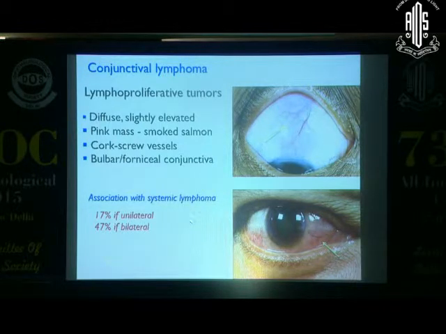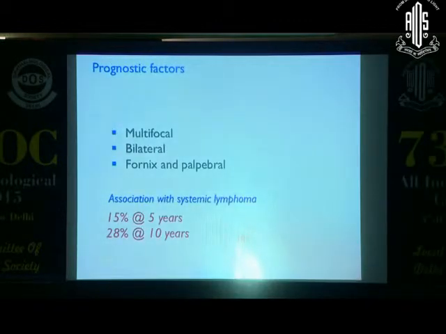Now, the most important thing that I want to stress here is the association with systemic lymphoma. There is a 17% association if it is unilateral and 47% if it's bilateral. That is huge. The prognostic factors that tell you whether the patient would develop a systemic lymphoma are whether it's multifocal, whether it's bilateral, whether there is fornicial involvement or palpebral involvement. Any patient of yours can develop systemic lymphoma, 15% of them in 5 years and 28% in 10 years. What does this mean? That you have to have a long-term follow-up of these patients.